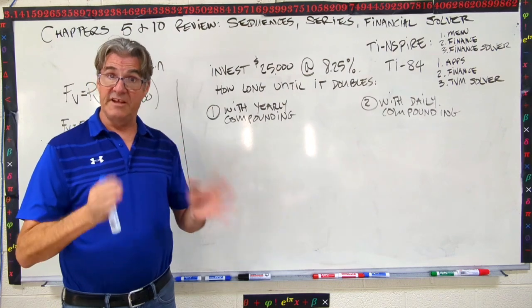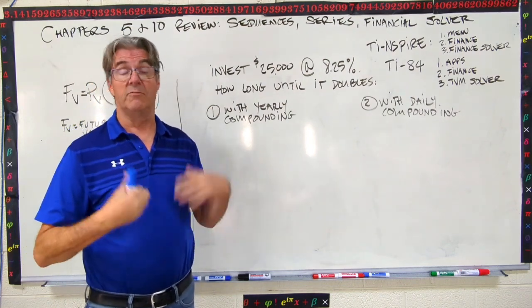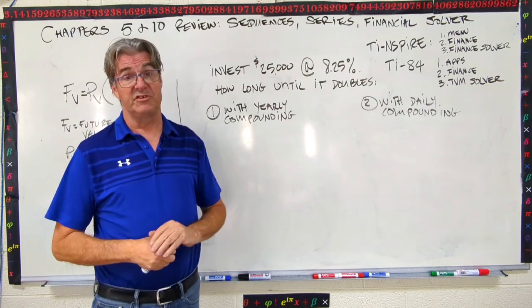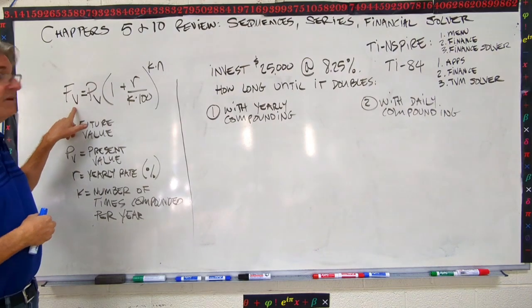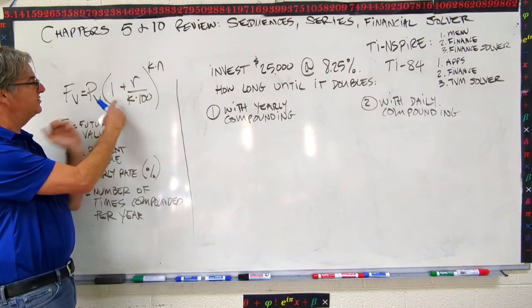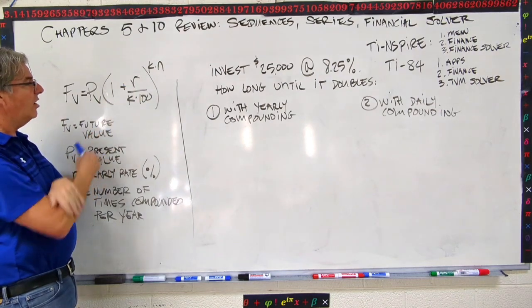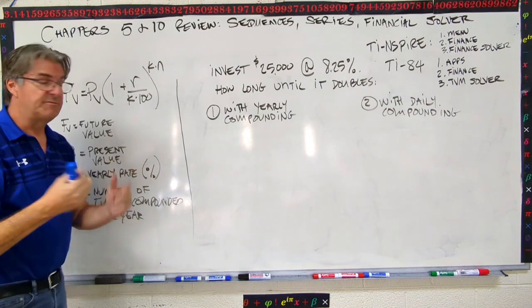All right, let's do a financial function calculation, but we're going to do this using the formula with algebra, and then we'll move on into using the solver. Okay, so here's our formula. Future value equals present value times this term in parentheses, which is 1 plus R over K times 100, to the Kn.